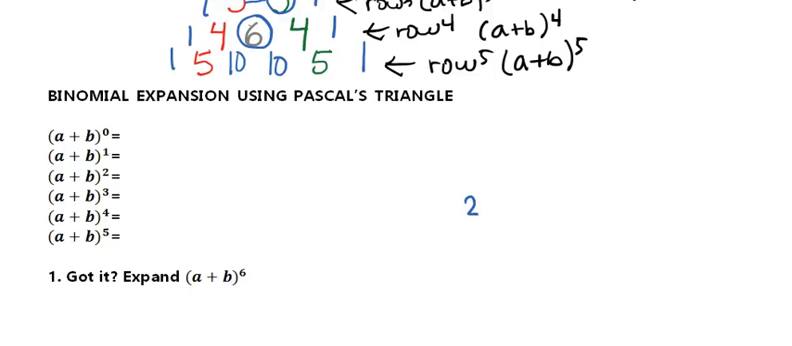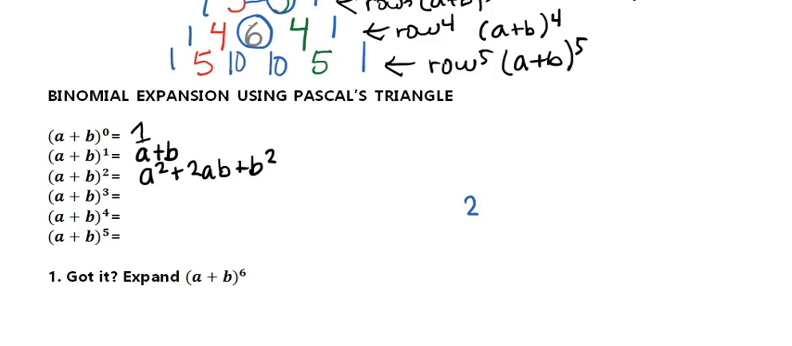Well, anything to the 0 power is 1. And if we take a look at Pascal's triangle, yes, we see that row 0 is 1. Expanding a plus b to the 1, we just end up with a plus b, and the coefficients happen to be 1 and 1, which is the first row of Pascal's triangle. As we expand a plus b to the second, we end up with a squared plus 2ab plus b squared, and those coefficients also match Pascal's triangle with 1, 2, and 1.